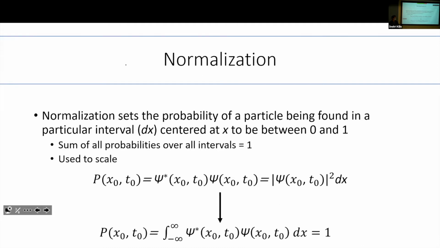One important thing that we have to do is normalization. What that does is it sets the probability of the particle being found in a particular interval centered at x to be between 0 and 1. The main purpose of this is to scale it, so that if you wanted to compare any wave functions, if they're on different scales, you obviously can't compare them. So what we do is we take this equation, the magnitude squared times dx, and set the interval over the line x over all of infinity to be equal to 1, or 100% probability, which makes sense. It has to be somewhere.